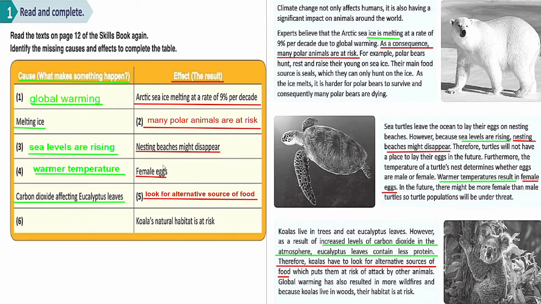Then the last one, we have koala's natural habitat is at risk, which is mentioned at the end of this text. So why is their habitat at risk? Because of wildfires. We have more wildfires, and unfortunately we remember the wildfires that happened in Australia last year. Let's move on.